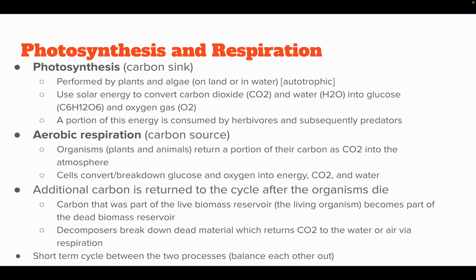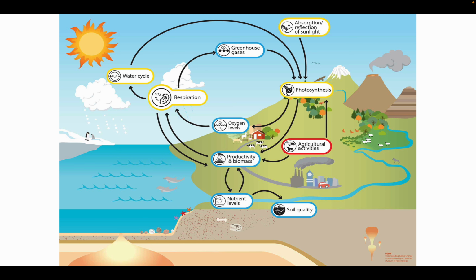Decomposers break down dead material, which returns CO2 to the water and air via respiration, and the short-term cycle between the two processes balances each other out. So in general, there's a balance between photosynthesis and respiration in terms of the amount of carbon dioxide taken into living things and the amount released into the atmosphere. We're going to see that's referred to as a steady state.